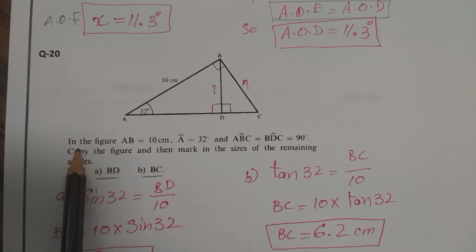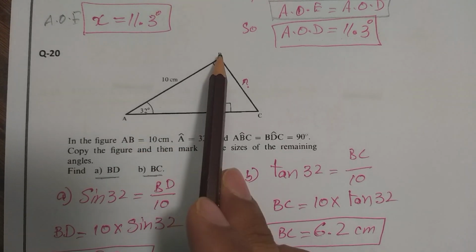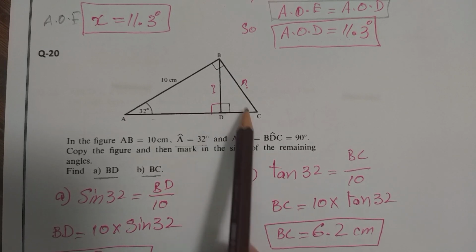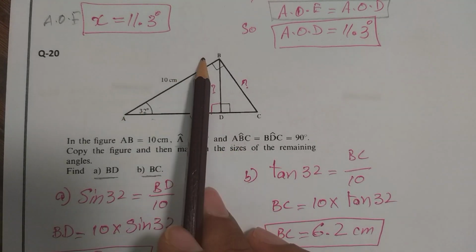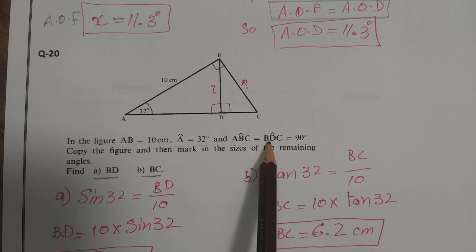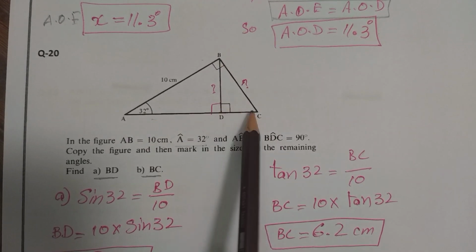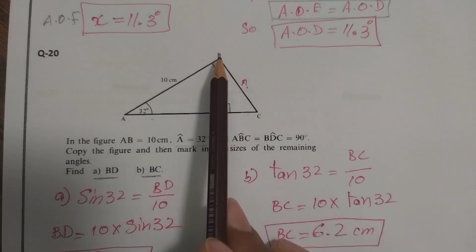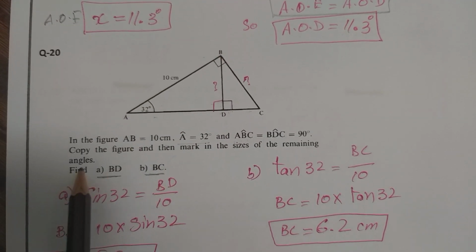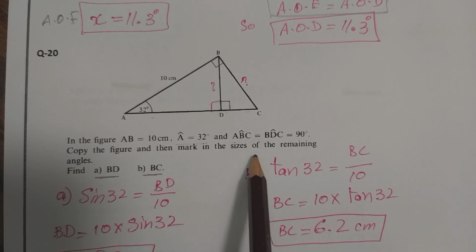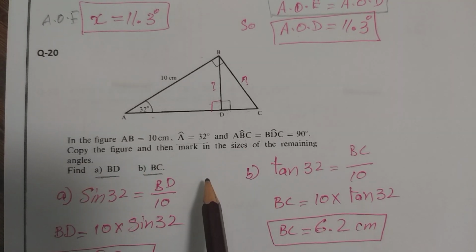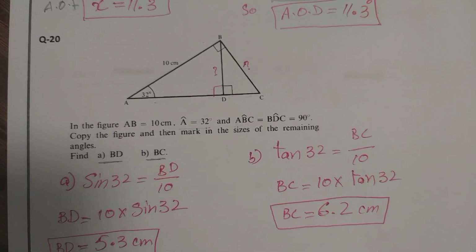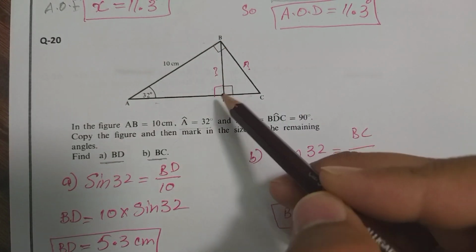If you look at the figure, AB is 10 centimeter, and the angle we are given is 32 degrees. Angle ABC is 90 degrees, and BDC is also 90 degrees, because it is a perpendicular on this line, so BDA is also 90 degrees. Copy the figure, then mark in the size of the remaining angles. No need to copy it, you are already given space on the sheet to solve the question. So find BD.